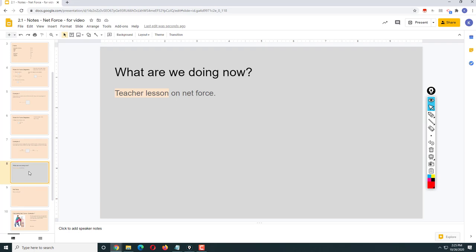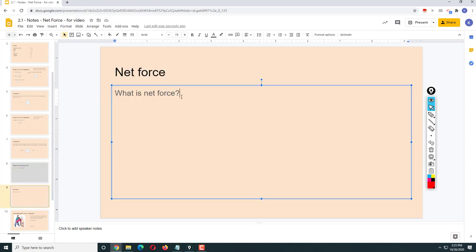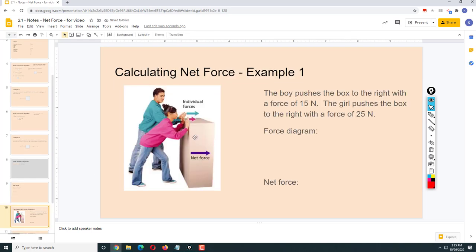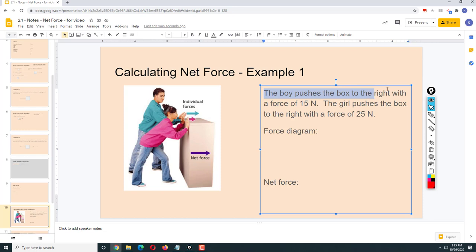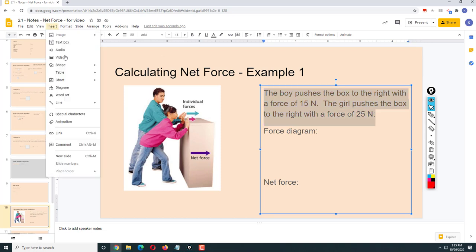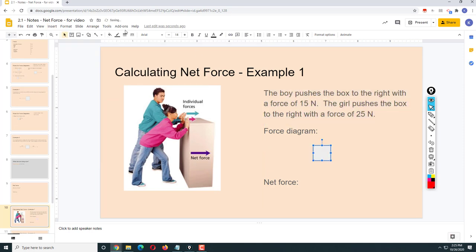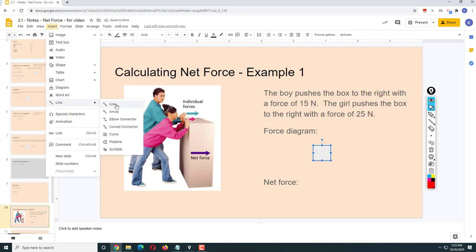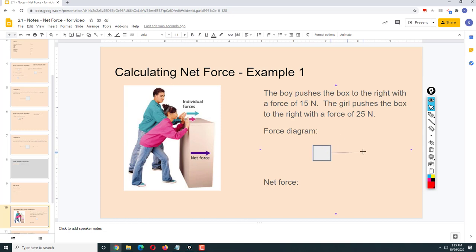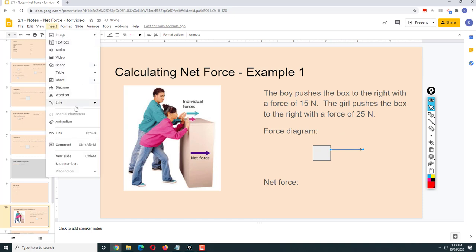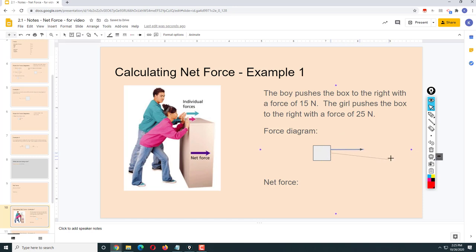Next, we're going to find net force. What is net force? Net force just means total force. For example, in this problem, the boy pushes the box to the right with a force of 15 newtons. The girl pushes the box to the right with a force of 25 newtons. So I draw my box. I have two forces. I have a 15 Newton force to the right. I also have a 25 Newton force to the right as well.